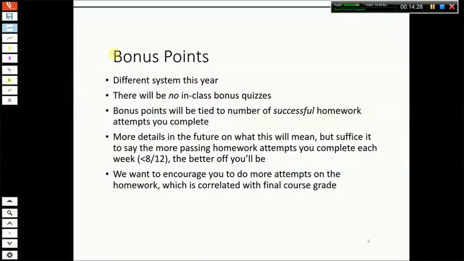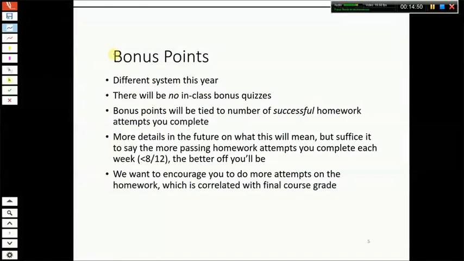But really, the reality is the more homework attempts you do, the better your bonus grade is going to be. So I think the way we're leaning towards doing this is we're going to take the total number of homework attempts that you do. If there's 12 homework assignments, there's going to be 48 maximum attempts. I think last semester there were 13 assignments, or 52, so 4 per week, as we said, is the maximum.